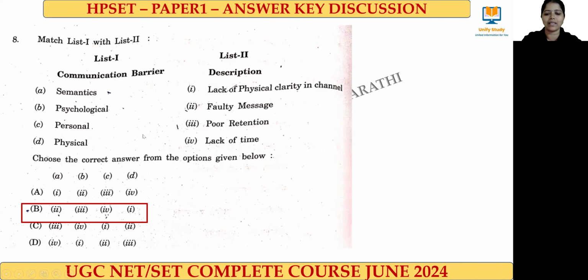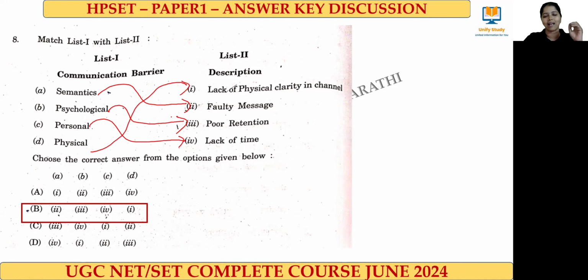Semantics means misunderstanding of the language, right? It's called faulty message. And psychological barrier means whenever I communicate something, psychologically, if I'm not very good at it, I cannot remember things. It all comes under poor retention. Personal barrier means what? It means a lack of time. And then physical barrier, this is lack of physical clarity in the channel. Physical barriers will be there. So option B is the right answer.